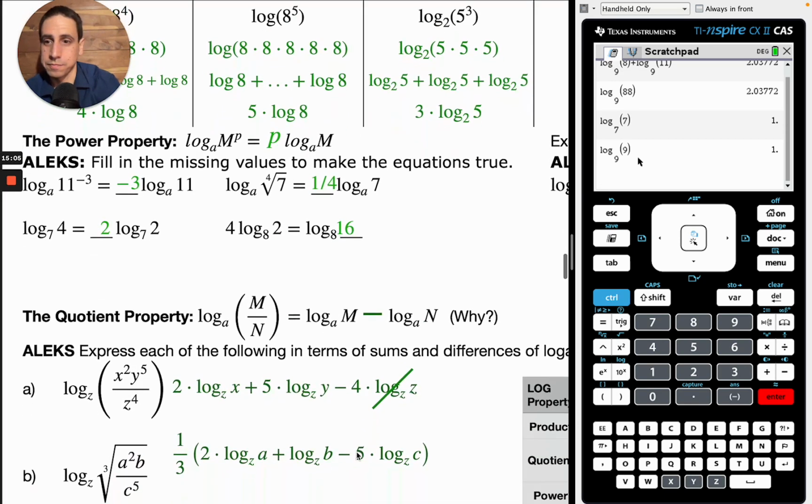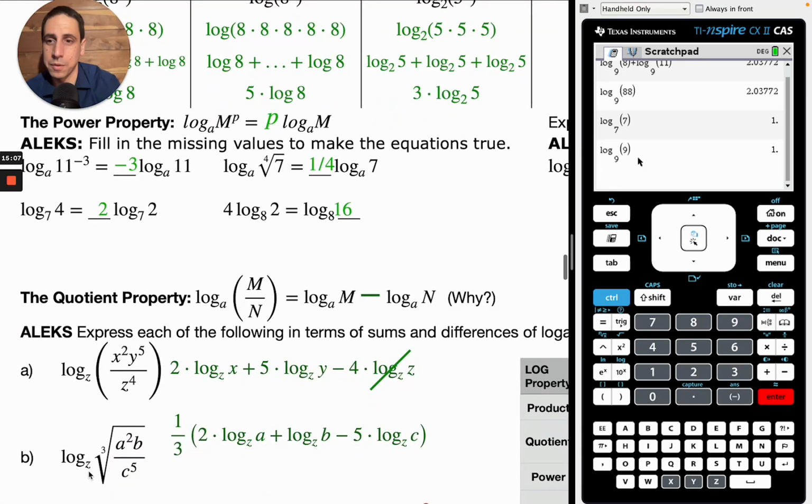Let's try another one. Log base z, and we don't know what z is, but it doesn't matter too much. Log base z of the cube root of a squared b times c to the 5th. Changing a radical to an exponent gives 1/3. So all of this raised to the 1/3 power turns into multiplication on the outside. You have 1/3 times all of this business on the inside. 2 is the exponent, and it's being multiplied.